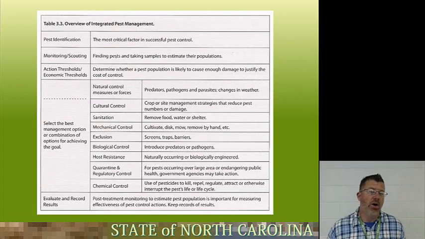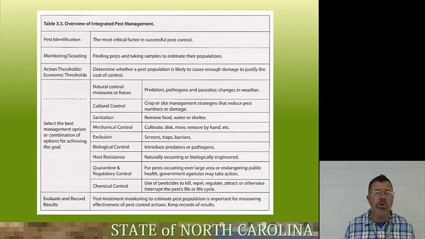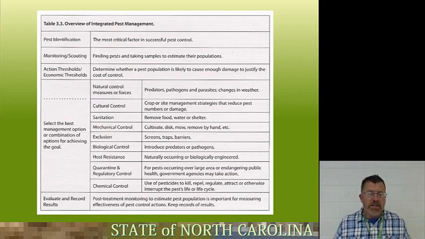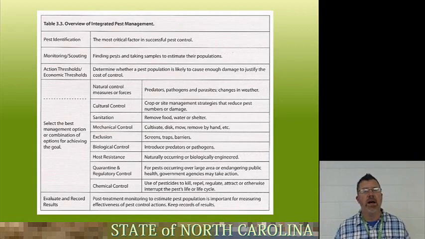All right, overview of integrated pest management. It comes directly from your book. It's a nice little chart, table 3.3. Pest identification: the most critical factor in successful pest control is identifying the pest. If you don't know what it is, how can you control it?